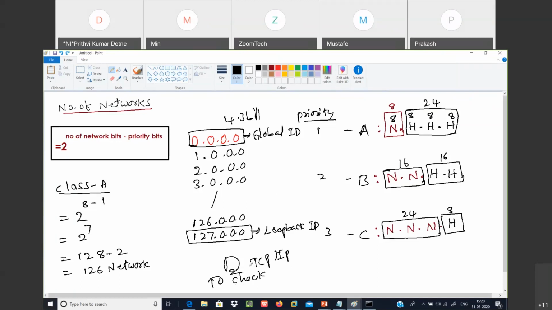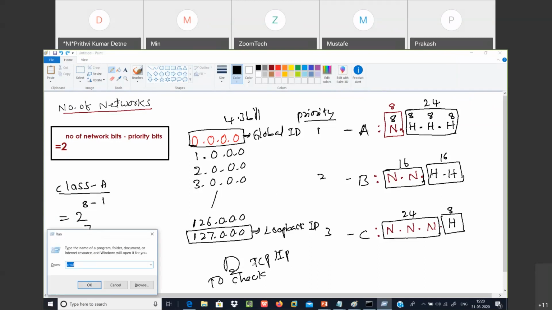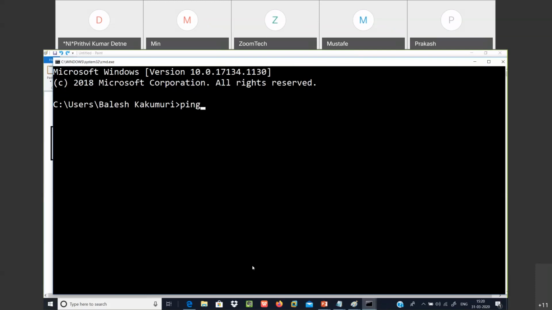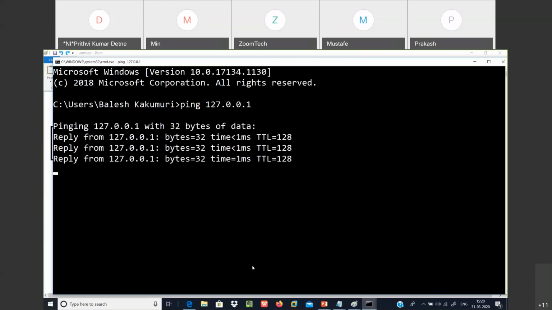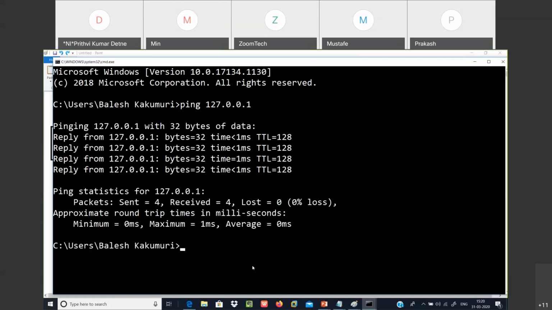we use the loopback address. Let me check whether TCP/IP is working on my computer. In my command prompt I use a command called ping 127.0.0.1. You press enter, and if it is getting a reply, it means the TCP/IP stack in my computer is completely working. When you ping 127.0.0.1, if it is not giving a reply, the TCP/IP stack is not properly installed. TCP/IP is not working properly.